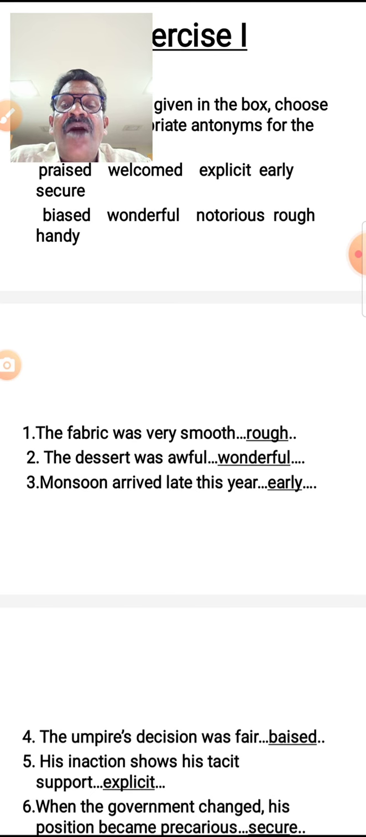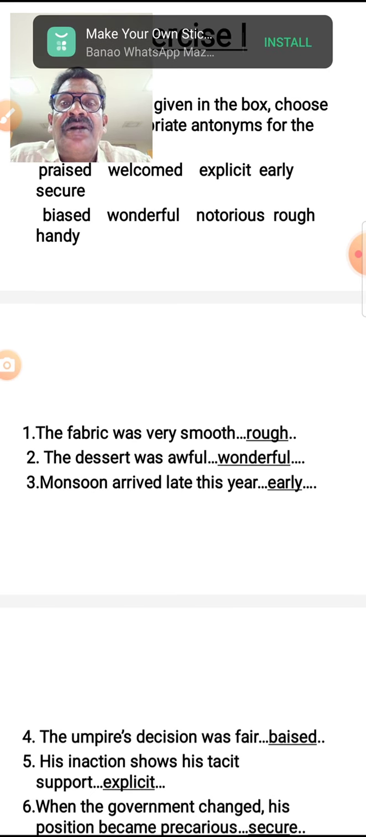Number 1, the fabric was very smooth. The opposite word, or the antonym, of smooth is rough. Rough. Now look at the second sentence.